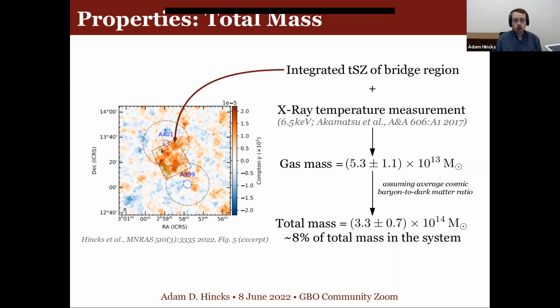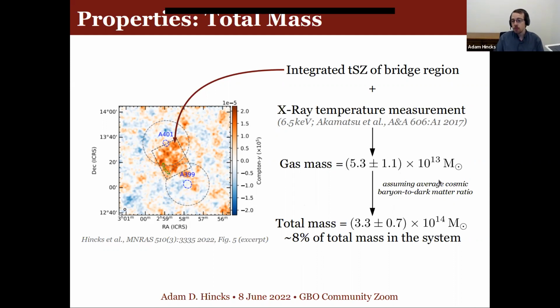But we can use this to extract how much mass there is affiliated with this component. So the pressure, remember, is the temperature times the density. X-ray data can give you the temperature of the gas. So we take the temperature measured from Akamatsu et al. We combine that with the total integrated pressure that we have over this rectangle, and we get a total mass of 5 times 10 to the 13 solar masses. So there's a lot of mass of gas associated with this filament in our model.